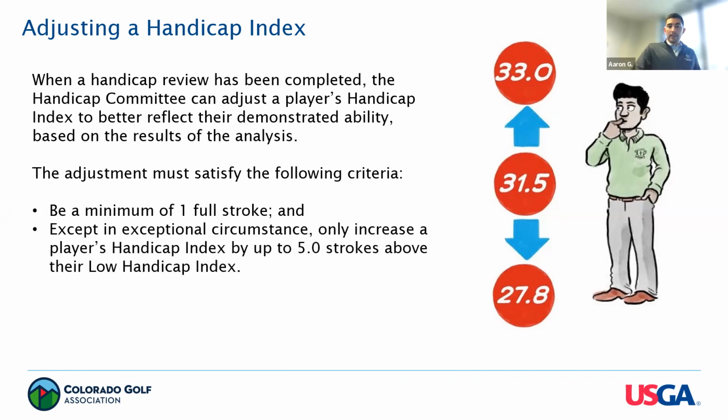Okay. Then except in exceptional circumstances, only increase a player's current handicap index by up to 5 points or 5 strokes above their low handicap index. Why? Because then they'll be capped. So again, if you do make a handicap index adjustment, you want to keep an eye on where their low handicap index is, as to how high you go with the current handicap index. And if there needs to be an adjustment higher than what you're wanting to do and the cap there, then you need to adjust the low handicap index as well. And I'll show you how to do that here in a second.